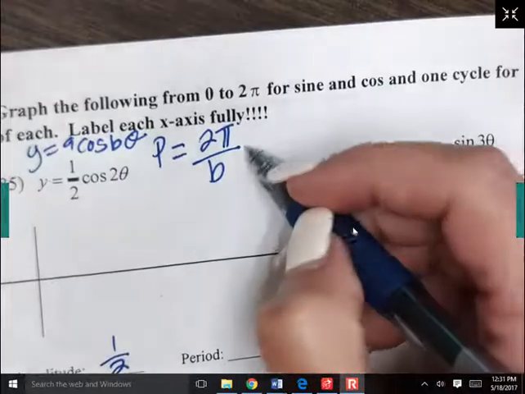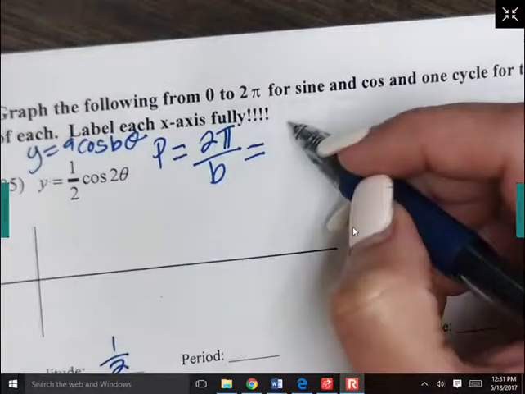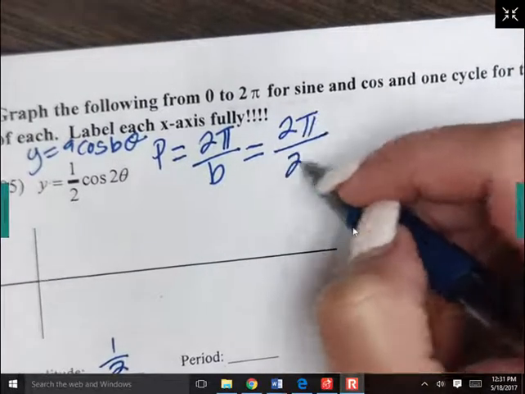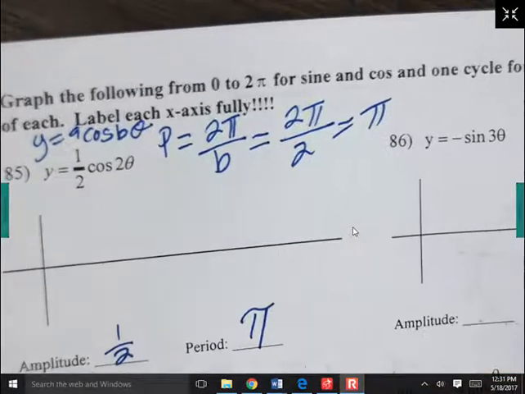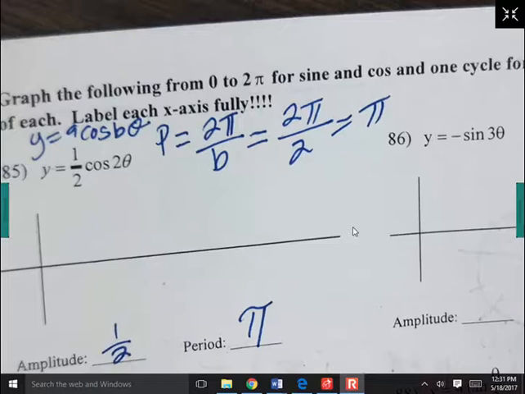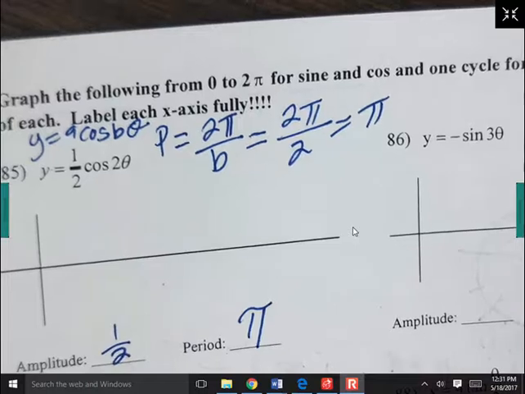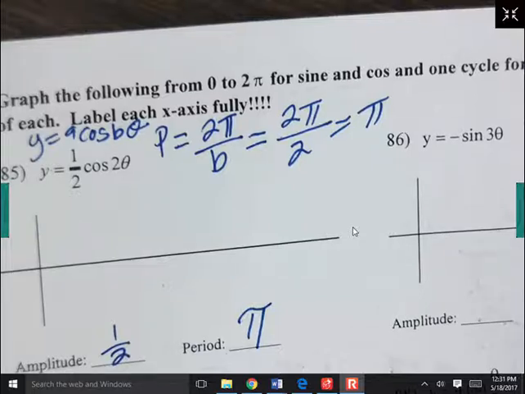So what is b in this case? 2. So that's 2 pi over 2, which is just pi, correct? So the period is pi, which makes sense, because if we're going from 0 to 2 pi, the period is the amount it takes for one full cycle. And since we're going 2 cycles, it would make sense that each cycle is pi long, right?